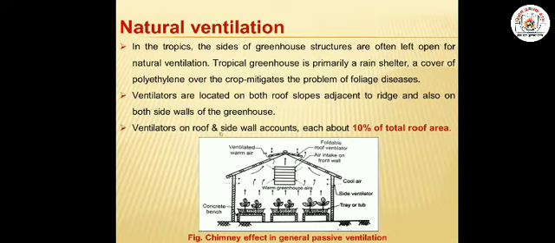Ventilators on the roof and side wall account for about 10% of the total roof area each. Ventilators should be provided in such a way that the area occupied by ventilators on the roof should be 10% of the total roof area, to achieve effective natural ventilation. Here is how the natural ventilation flow process takes place.